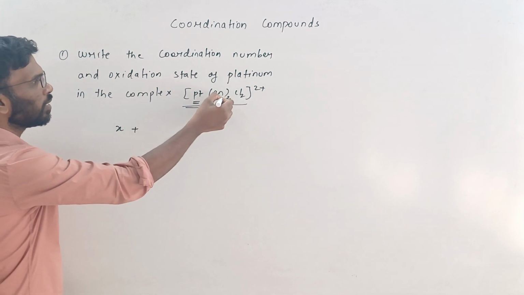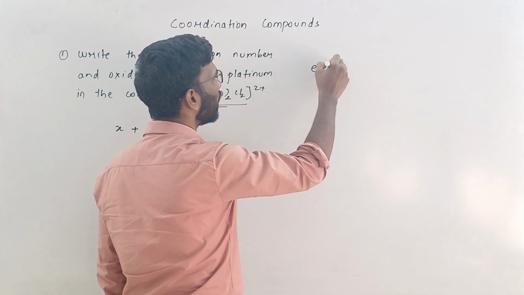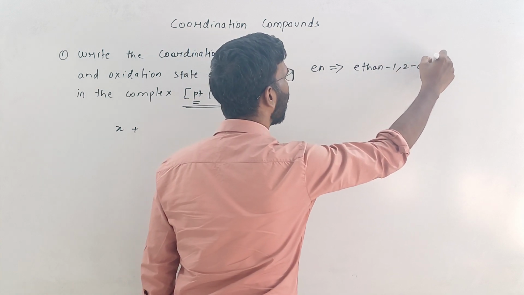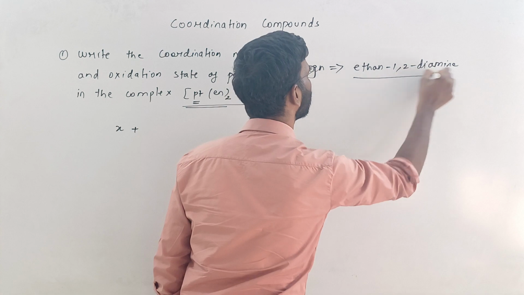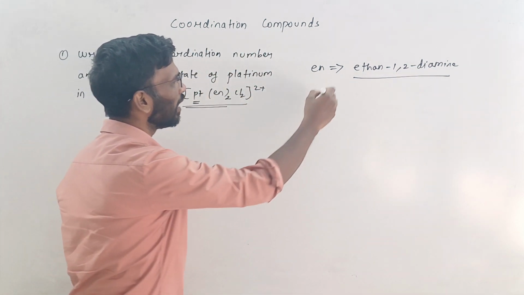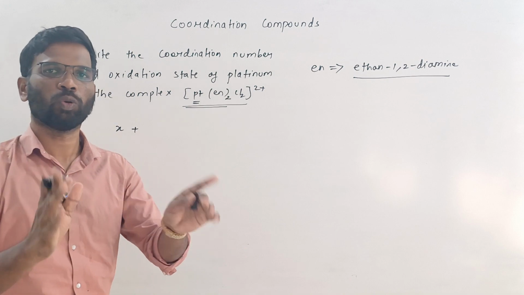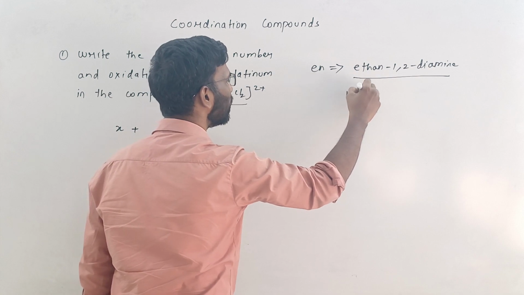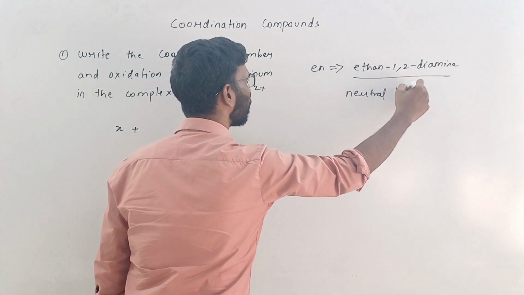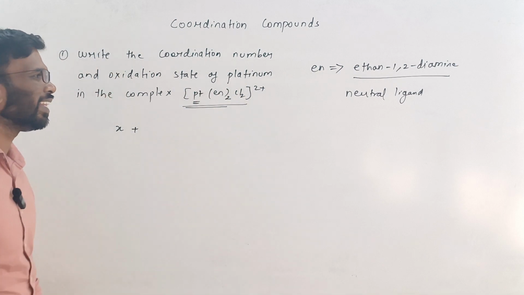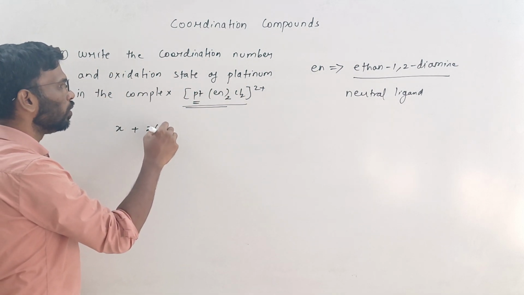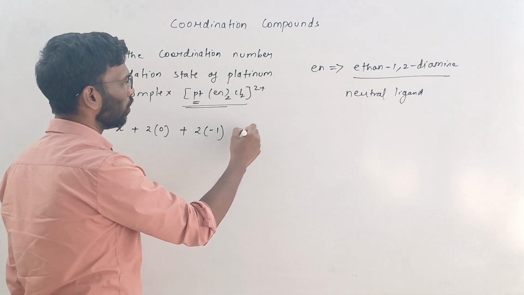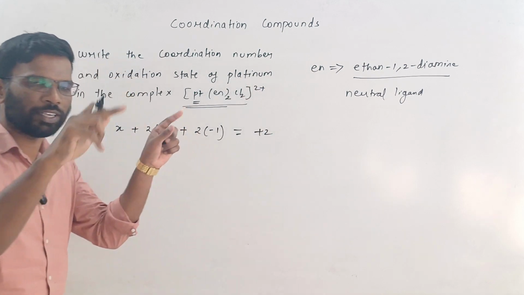This is en. En stands for ethane 1,2 diamine. This is a didentate ligand. It can connect to the metal through two linking sites, right? And this is a neutral ligand. It doesn't contribute any charge, so I'll write 2 into 0. This is a negative ligand. 2 into chlorine is -1, which is equal to -2. The charge on that coordination sphere is +2.